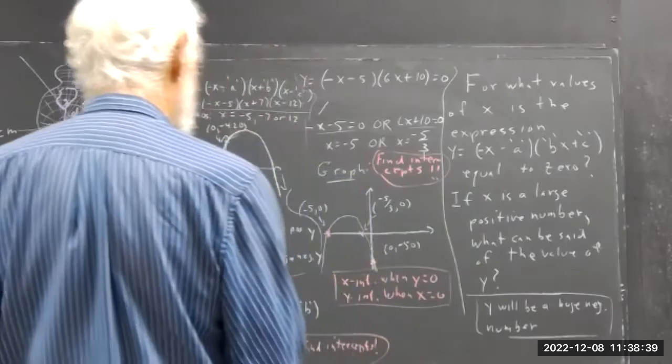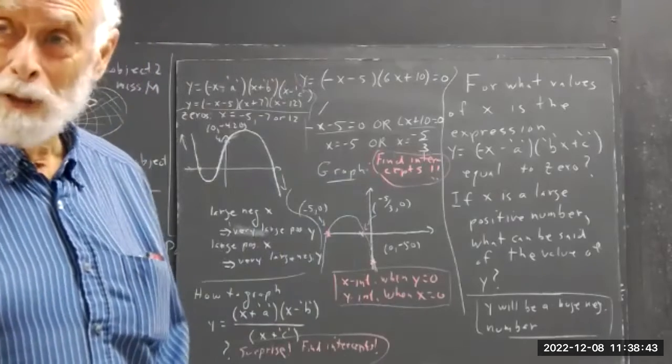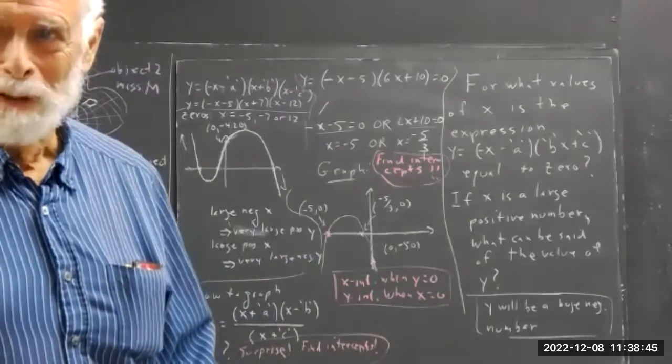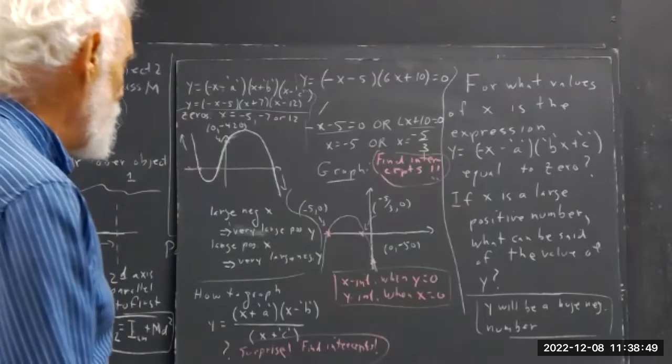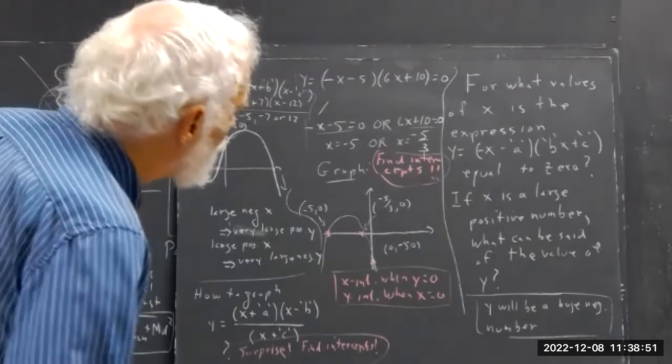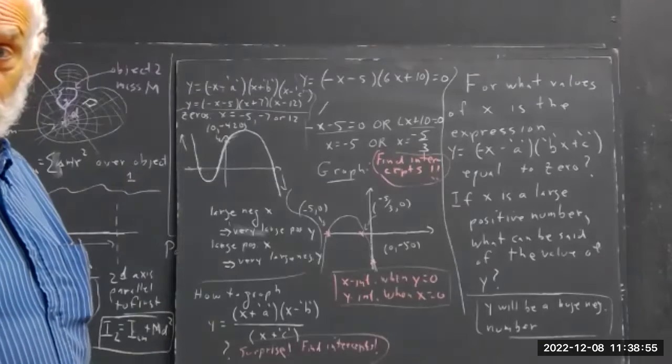Surprise, we've got to find the intercepts. Everybody surprised by that? It's not really a surprise, is it? So we find the intercepts. Now, the y-intercept occurs when x equals 0.